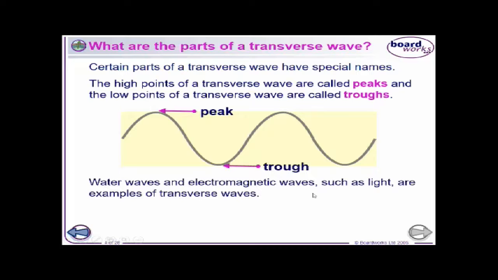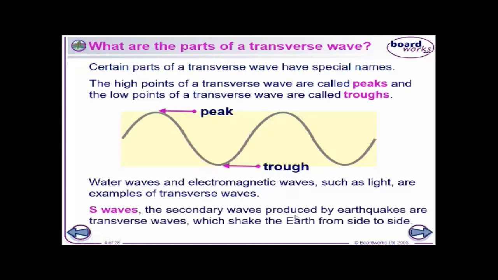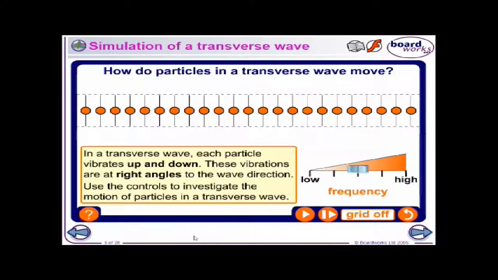Examples of transverse waves: waves on the surface of the water, and electromagnetic waves, which include light, but you've also got radio waves, microwaves, infrared, ultraviolet, X-rays, and gamma rays. All of these are electromagnetic waves. All of these are transverse. Okay, and if you really want to show off, S waves, the secondary waves produced by earthquakes, are transverse, which causes a side-to-side movement as the wave travels forwards.